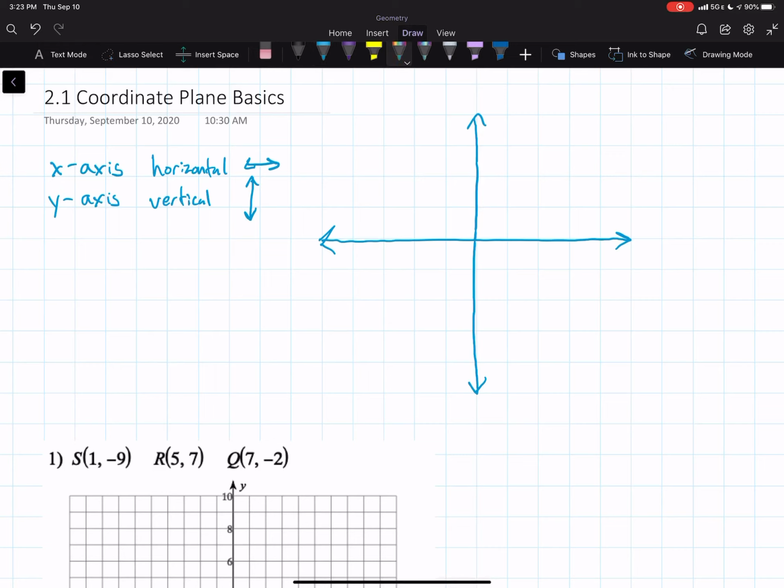So as you travel up or right, up and right, that is always positive. Meanwhile, when you go left or down, so left or down the axes, so let's label these two as well. This is the y-axis and this is the x-axis. As you go left and down, those are negative.